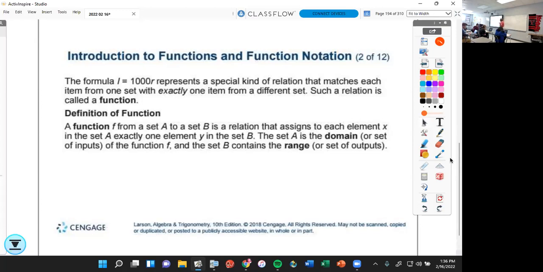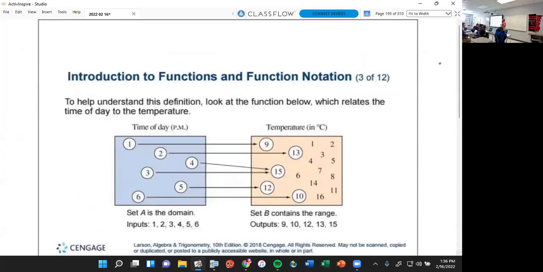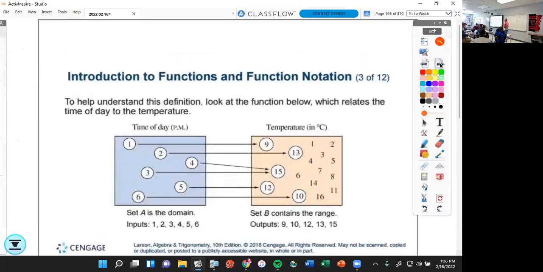Okay. The domain, that's your input. The domain are your X's. The range, that's your output. That's your Y's. Anything new yet? So here's an example. I can have different times of day. And during the day, the temperature is going to change, correct? Now I have all kinds of numbers that the temperature could be. For example, at 1 p.m., the temperature is 9 degrees Celsius.